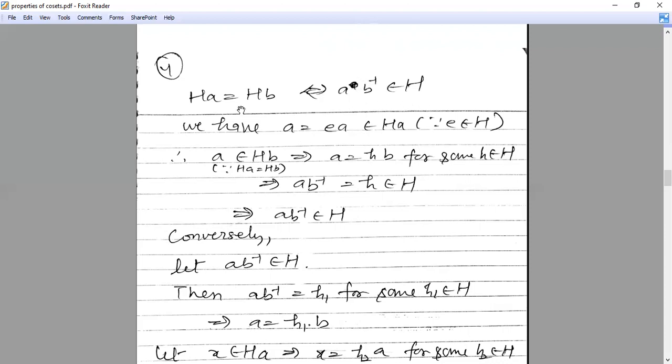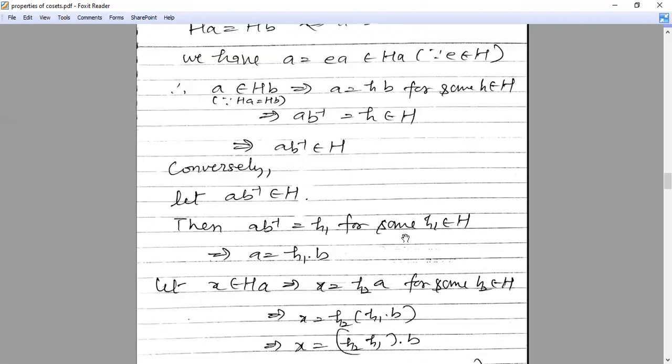So Ha is equal to Hb. Here we have used this fact: a belongs to Ha and Ha is equal to Hb. That means a belongs to Hb also. And a belongs to Hb implies that a can be written as h into b for some h belonging to H. So this implies that a into b inverse is equal to h. If you multiply b inverse on the right on both the sides, then a b inverse will be equal to h, and h belongs to capital H. That means a b inverse belongs to capital H. So this part is done.